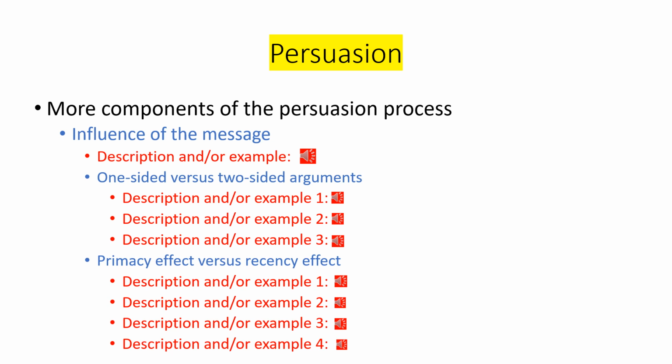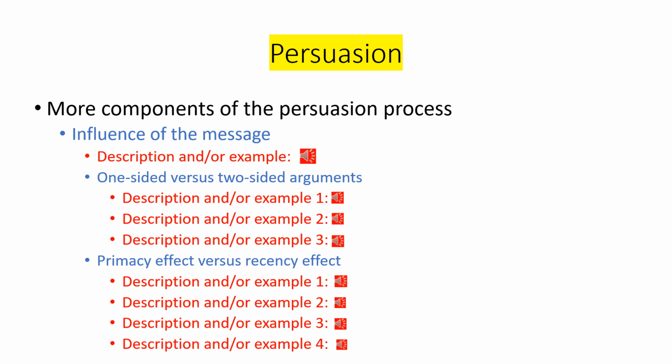The second important component of the persuasion process involves the influence of the message. This is all about what's being said, the content of the message. Two important aspects of the content of the message are one-sided versus two-sided arguments, and then also the primacy versus recency effects.